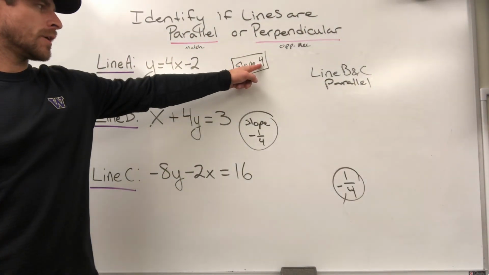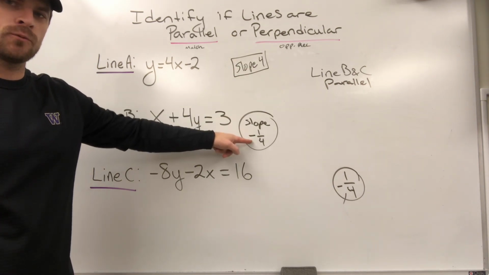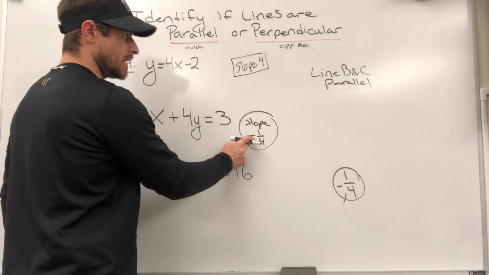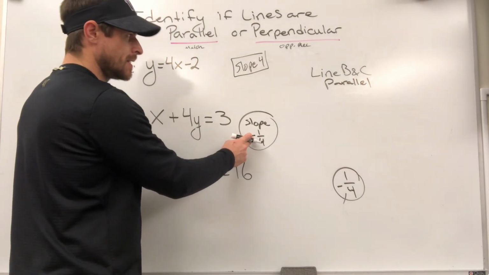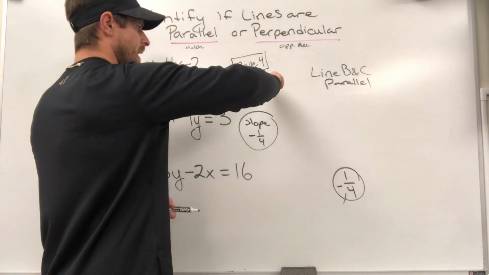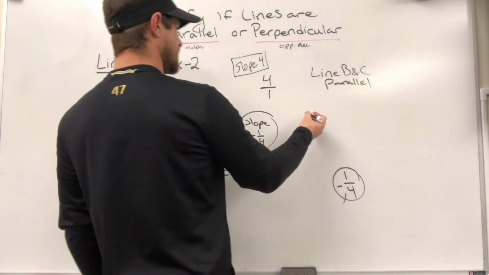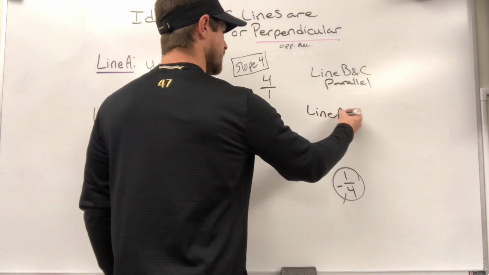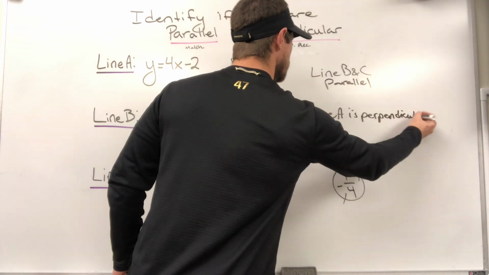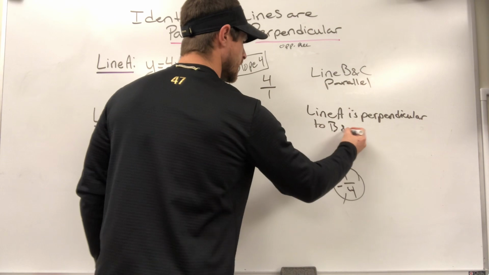Now, 4. Is 4 an opposite reciprocal of -1/4? Well, are they opposites? 4 is positive, negative 1/4 is negative, so yeah, they are opposites. And what is 4 as a fraction? 4 as a fraction is 4 over 1. So if I were to flip that, I get 1/4. These are opposite reciprocals. So what we could say is line A is perpendicular to B and C.